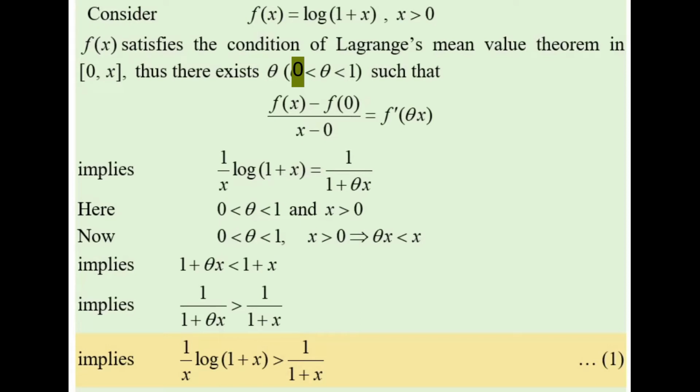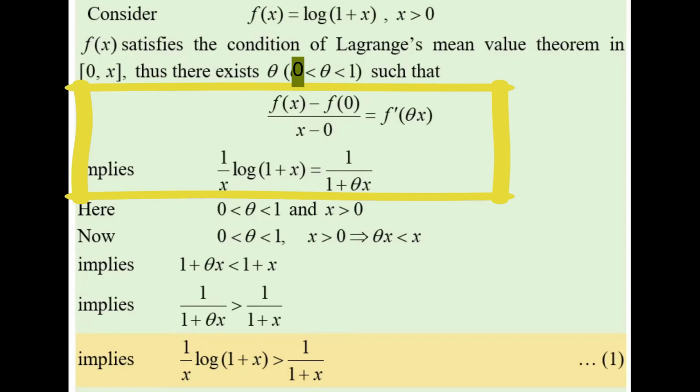Now putting f(x) = log(1 + x), f(0) = log(1 + 0) = log 1 = 0. So the above simplifies to (1/x) times log(1 + x), which is equal to, see, the derivative of log(1 + x) is 1/(1 + x). So f'(θx) is obtained by putting θx in place of x, and we obtain 1/(1 + θx).